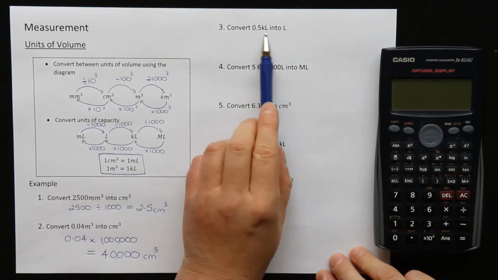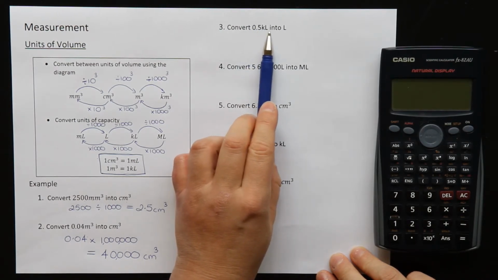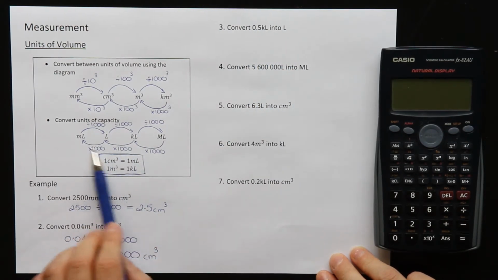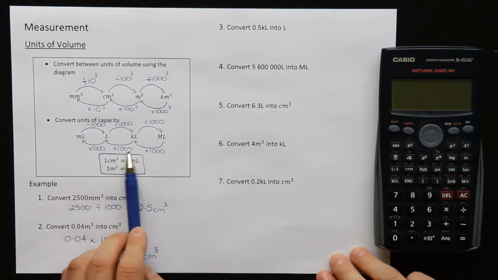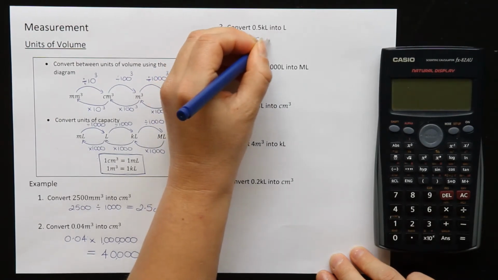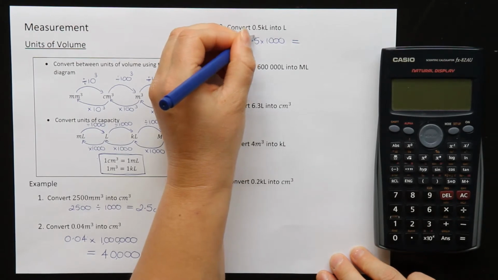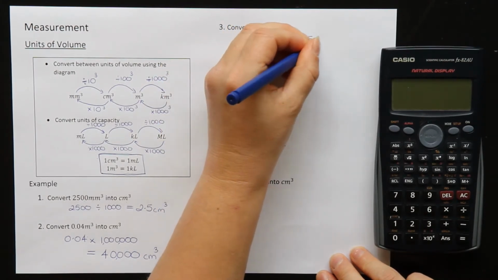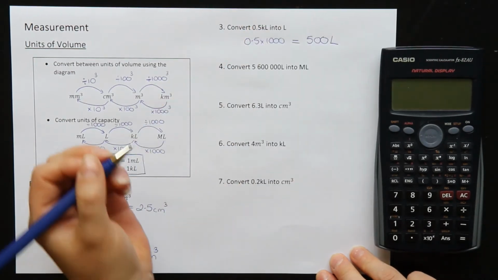Question 3, we're now doing a capacity question here. I want to convert 0.5 kilolitres into litres. So that's using this diagram. Kilolitres to litres, follow the arrow, we want to times by 1,000. So it's just 0.5 times by 1,000, so 3 zeros, jump over 3 places, 1 gets over the 5, 2, 3 will be extra zeros on the end. So that's 500 litres.